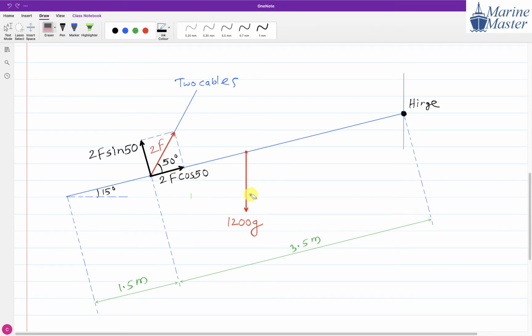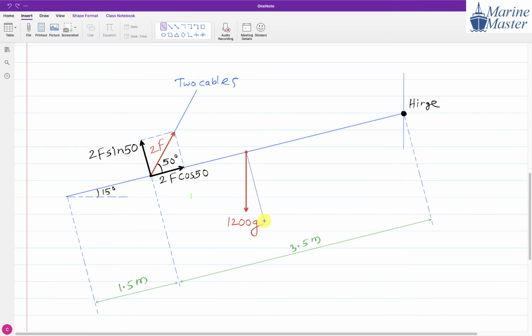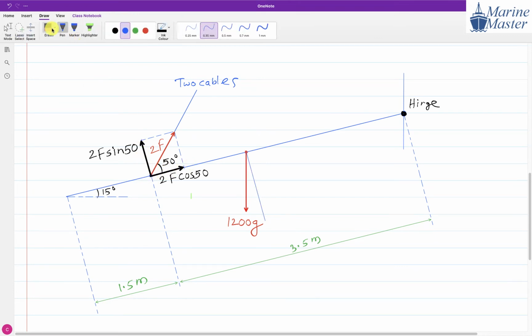Now what about this 1200G? Same thing we are going to do for the 1200G also. One minute, before going for the components of 1200G, see, here the force is going outward. From this point of the ramp, the force is going outward, so its components also go outward. The same thing happens to the 1200G: it is going outward, so its components should also go outward.